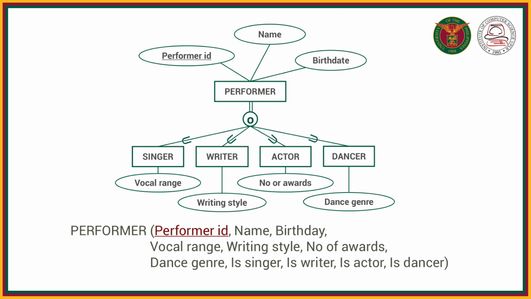So, for example, we have here is singer. So, maybe we can put a true or false value. Is writer, true or false value. Is actor, true or false value. Or is dancer, true or false value. So, as I've mentioned earlier, this is commonly used or more practical to use in an overlapping constraint. Kasi, for example, if you have a performer which is a singer and a dancer at the same time, you can just set the value to true or 1. Pwede rin naman siyang gamitin sa disjoint.